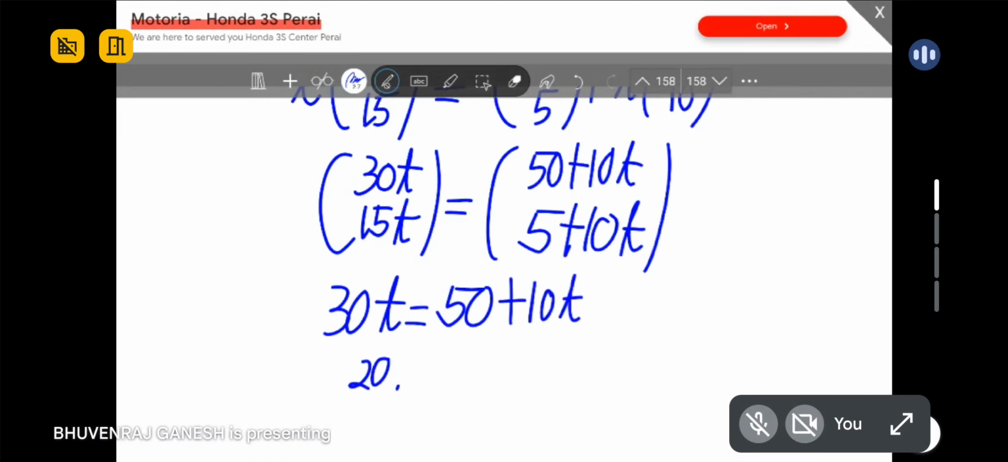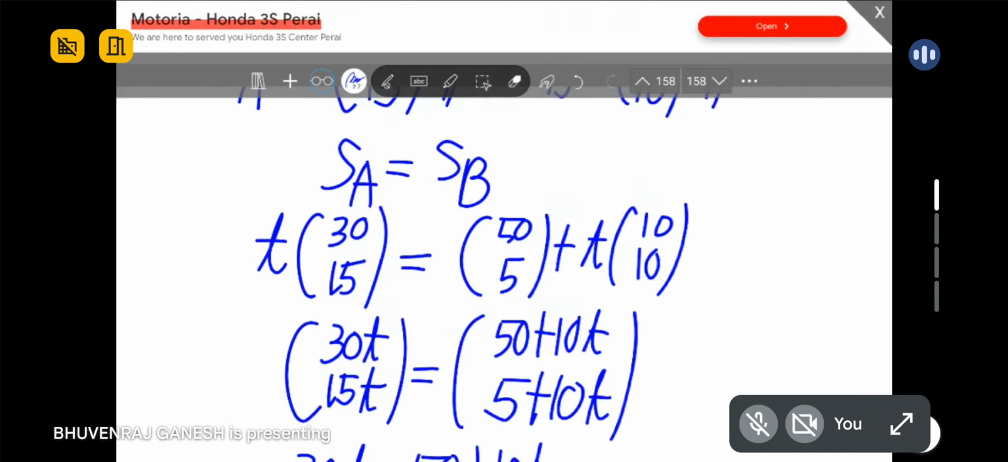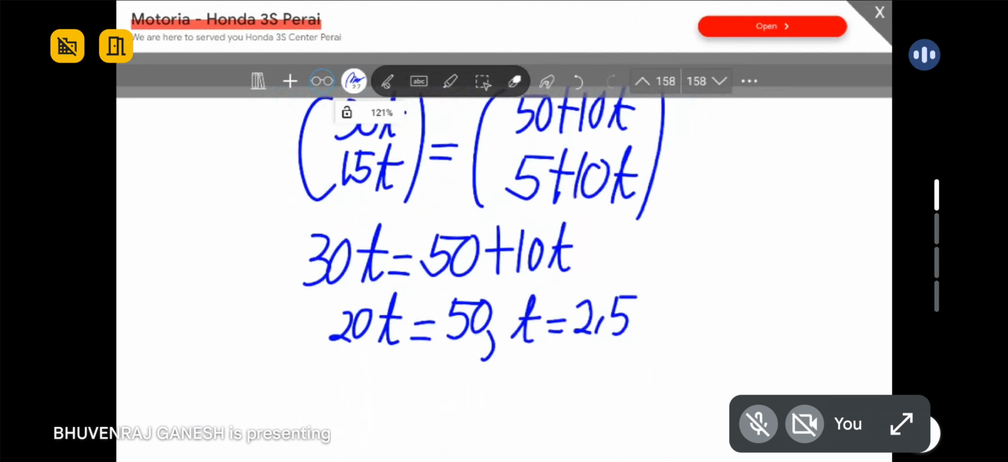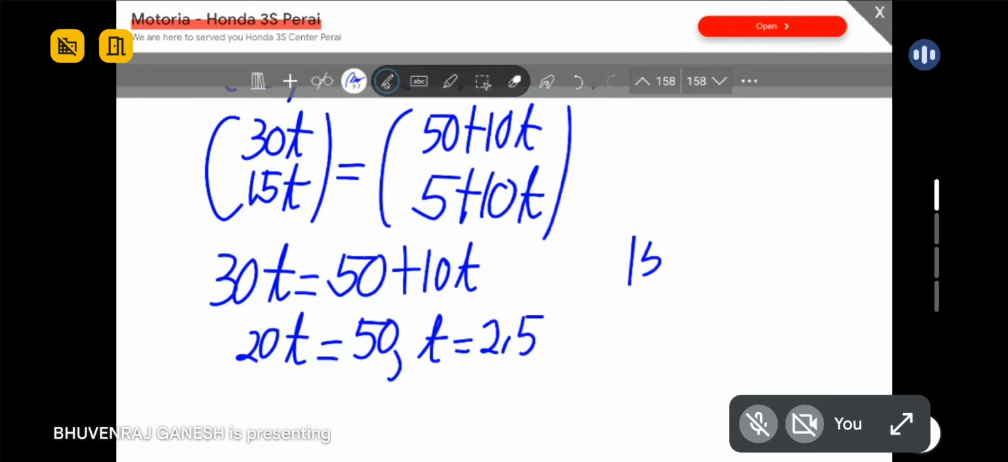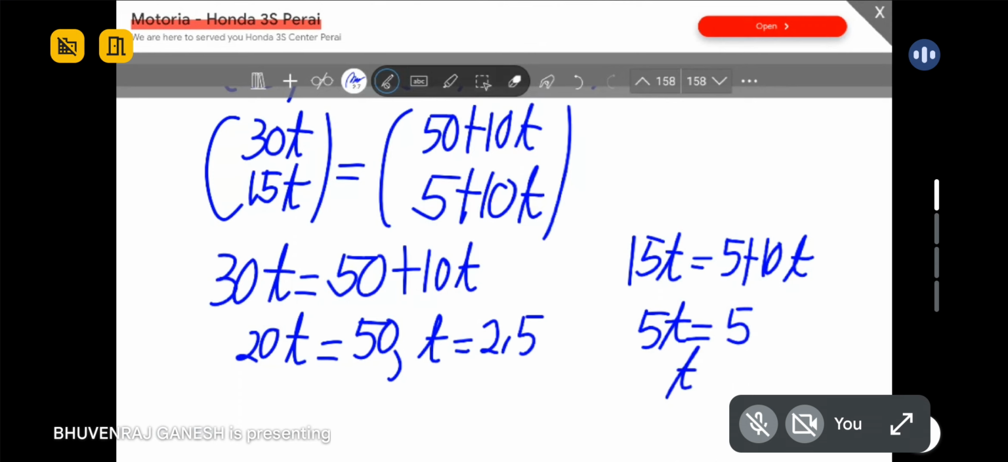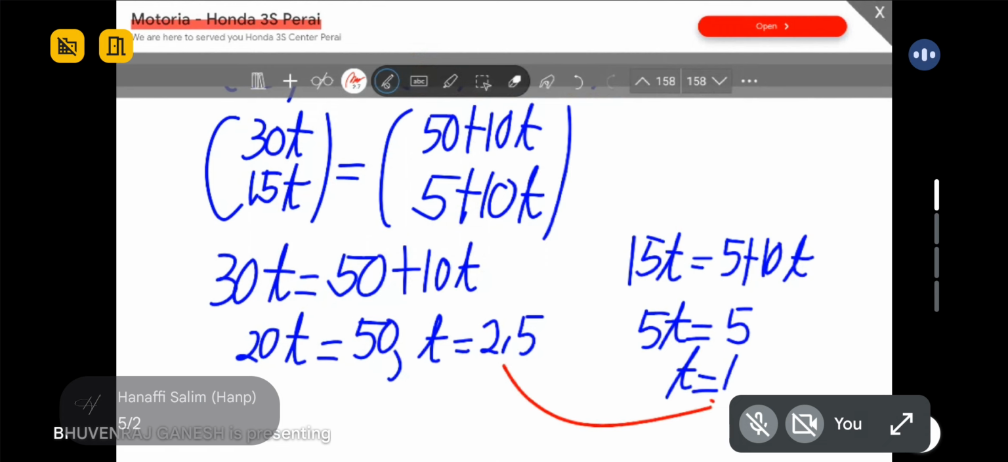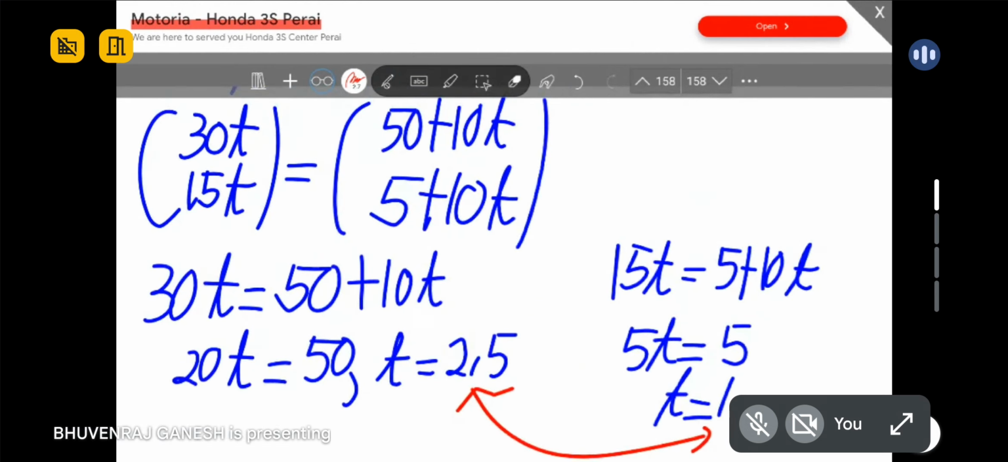So over here, your T will get how much? You will get 2.5, right? If not mistaken, yeah, 2.5. Okay, so guys, may I ask, this 2.5 over here is one time. But if you compare the next one, 15T is 5 plus 10T. Kamu kena bandingkan dua-dua, guys, to check and see. 5T equal 5, T equal 1. So guys, how come got different time over here? Can you all explain? Kenapa masa dia berbeza?